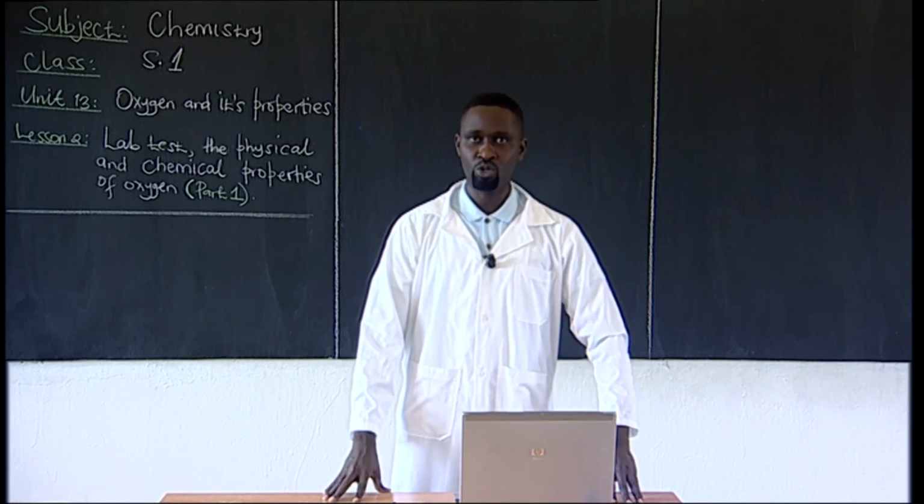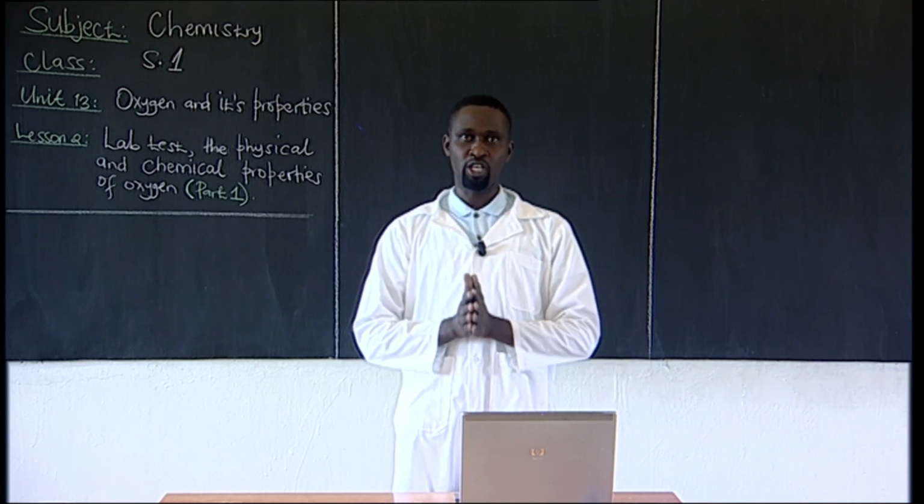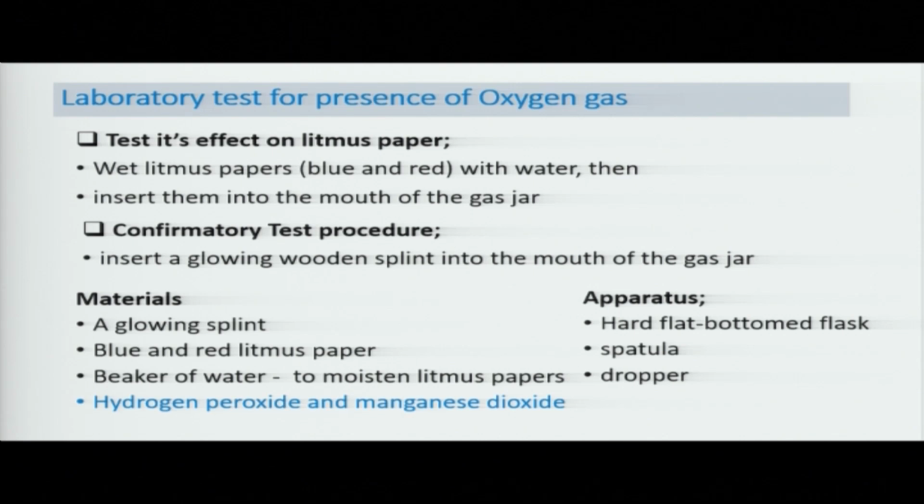So now let's go to today's content, which is the laboratory test for the presence of oxygen, not preparation, sorry. So the tests we are going to carry out, remember I told you at the start, are these. One, we are going to see its effect on the litmus paper. And the second, we're going to see its effect on a glowing splint. So these are the procedures that we are going to follow.